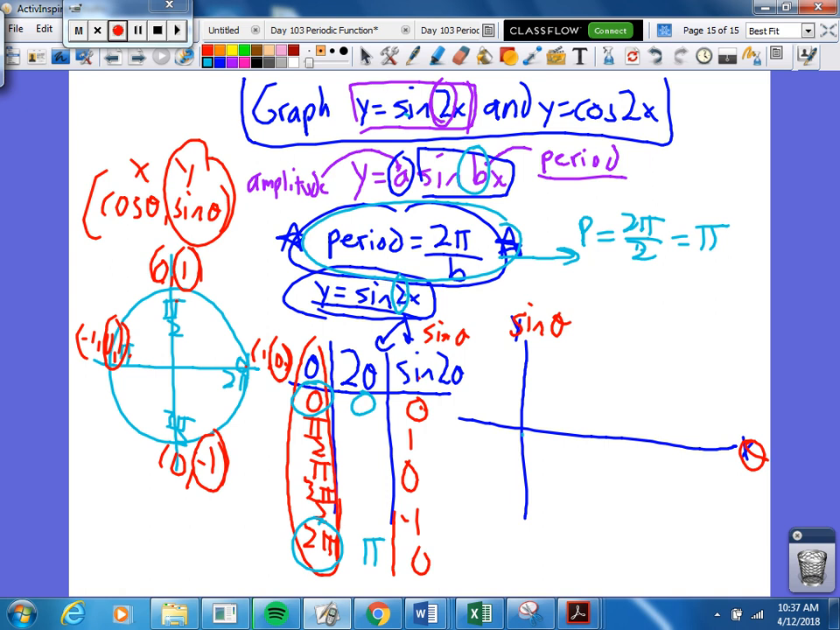Bam. Okay, so how do I get all this other stuff? Okay, no problem. So what did we do here? How do we get, look, so we divided by 2 right here.